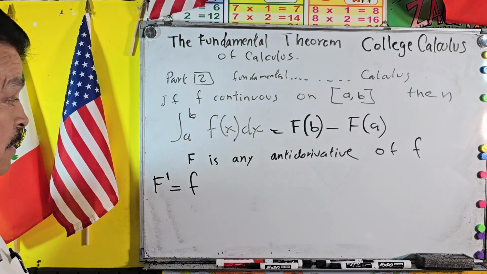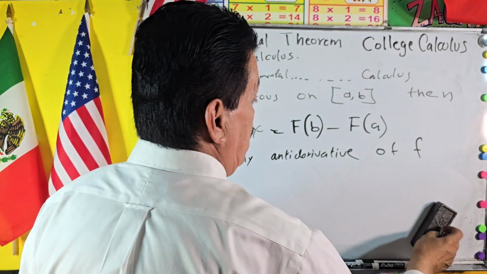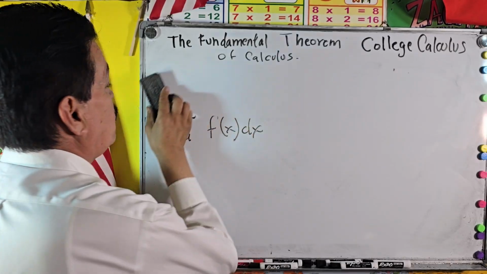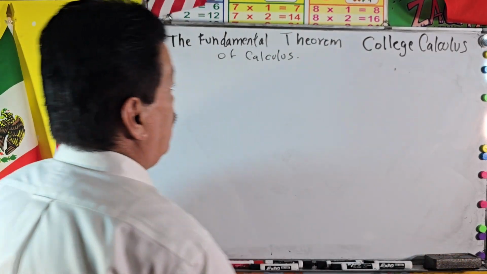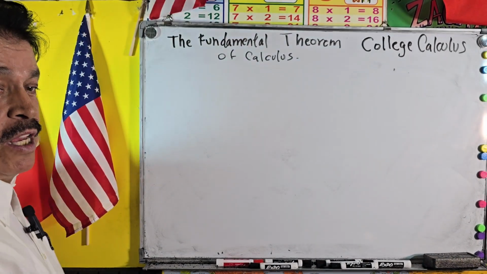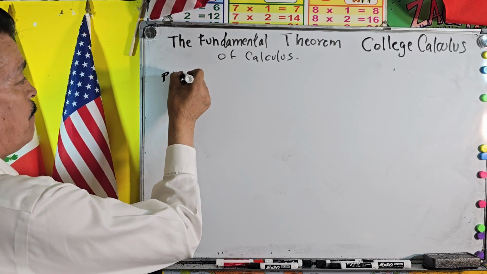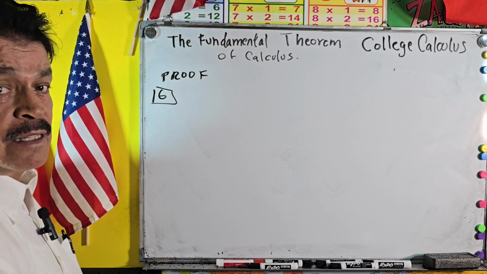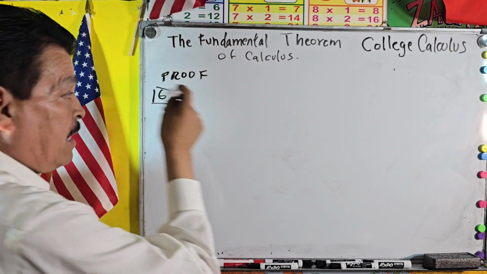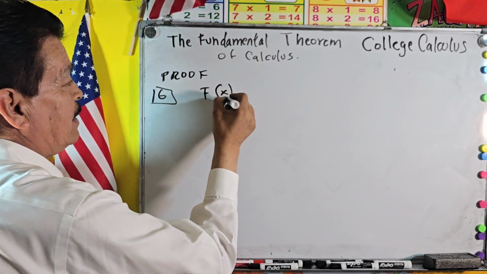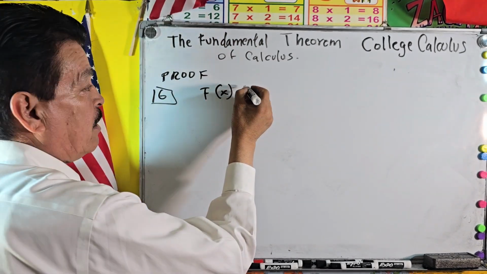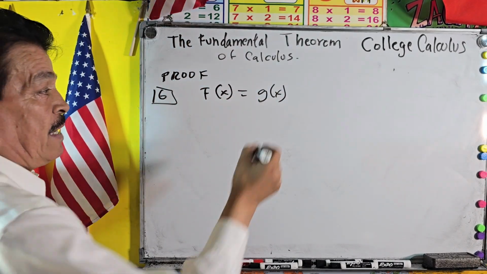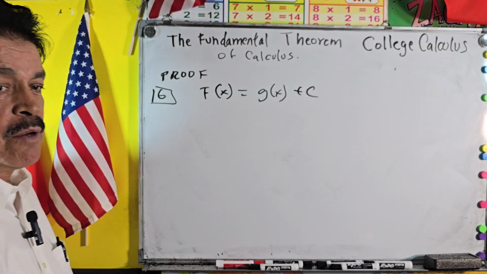All right, so how do we prove this? Let's prove it. I will erase this. Let me prove this information that I gave you. So you want to see just this part two of the fundamental theorem. So the proof is very important. Proof number 6. Here F of x equals g of x plus c.